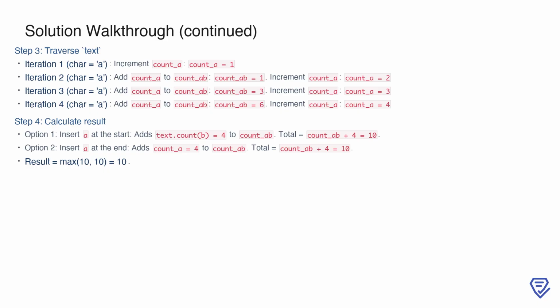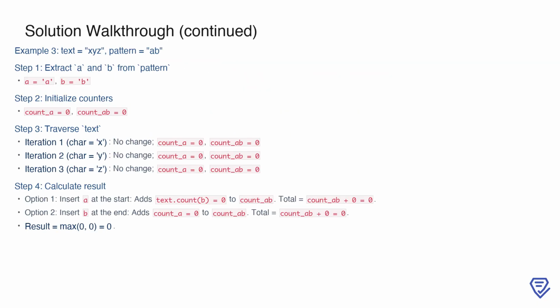The total again becomes count_b plus 4, or 10. The maximum of these two totals is 10, so the result for this example is 10. For the third example, the text is XYZ and the pattern is AB.